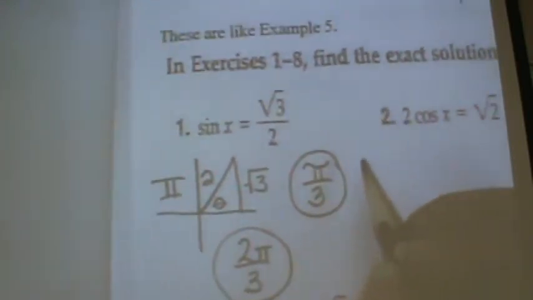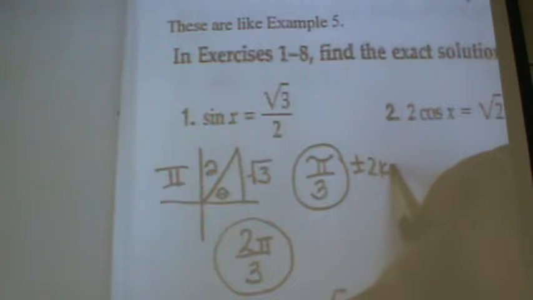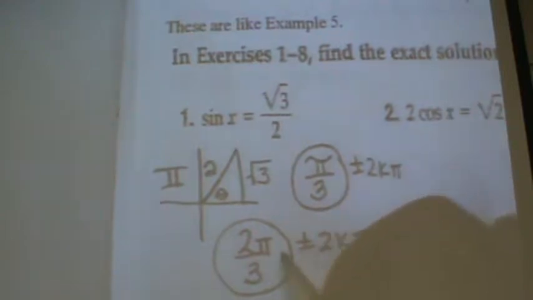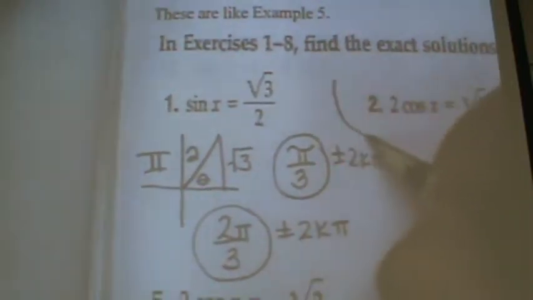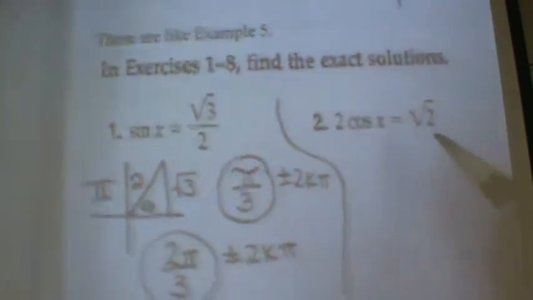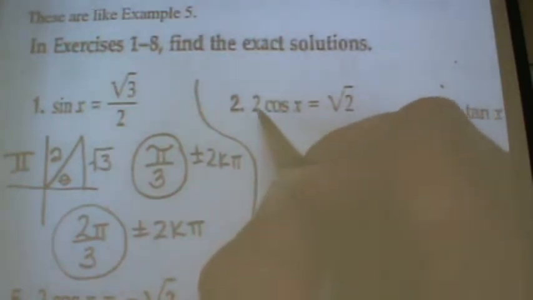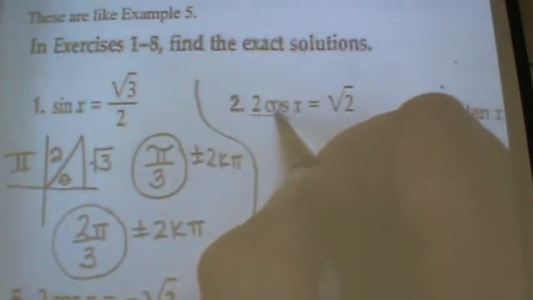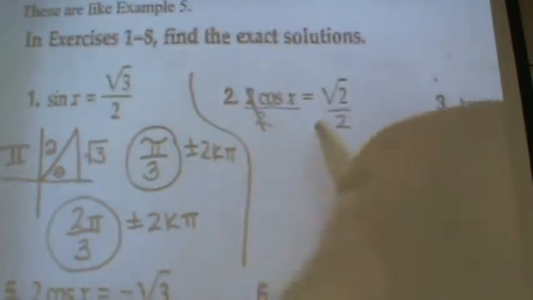Now, if the directions say find all the answers, you would add 2kπ to these two answers. Because you have to be able to do both, if it says list only the answers from 0 to 2π, you just list those two. So all means plus or minus 2kπ. Number 2, does anyone have a feeling what to do with this 2? Yep. You're going to divide both sides by 2.